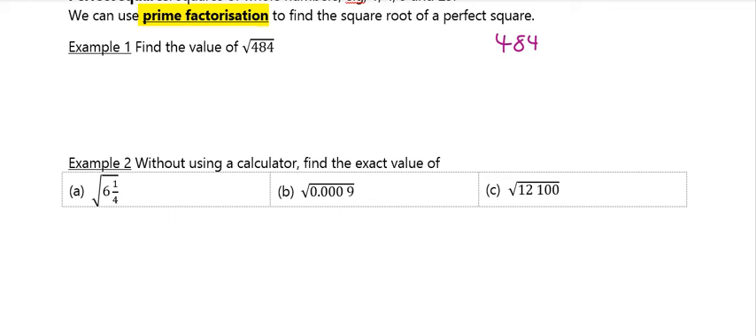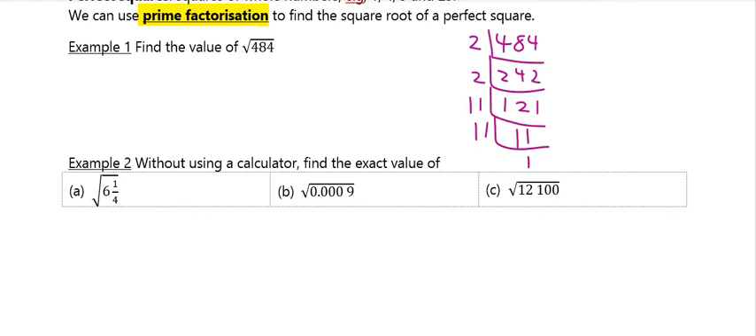Let's say I use the division method. Let's start here. Divide by 2, so 242. Then divide by 2 again, and you will get 121. And 121 can be divided by 11 because it is a multiple of 11. So here you will get 2 times 2 times 11 times 11.